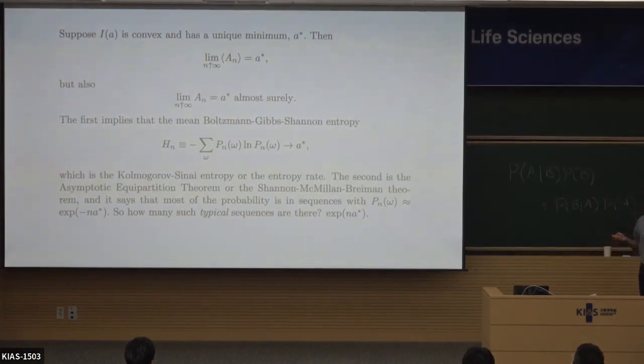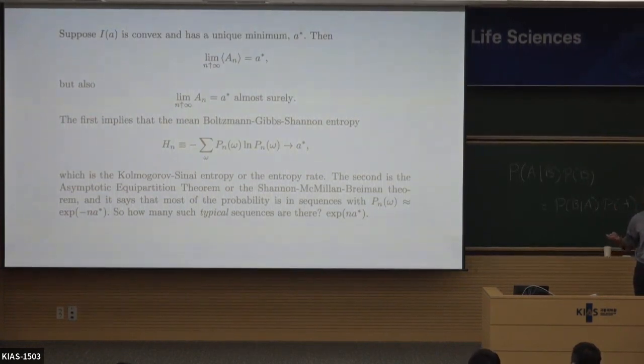Now suppose this rate function that we calculate by doing the Legendre-Fenchel transform of that cumulant generating function that I showed you is convex and has a unique minimum, call it A star. Then what that says is that the limit of this expectation value An is itself A star. That is by definition of the rate function of A. An was minus 1 over n log Pn of omega, right? What that says is that the mean Boltzmann-Gibbs-Shannon entropy of that sequence is going to tend to A star.